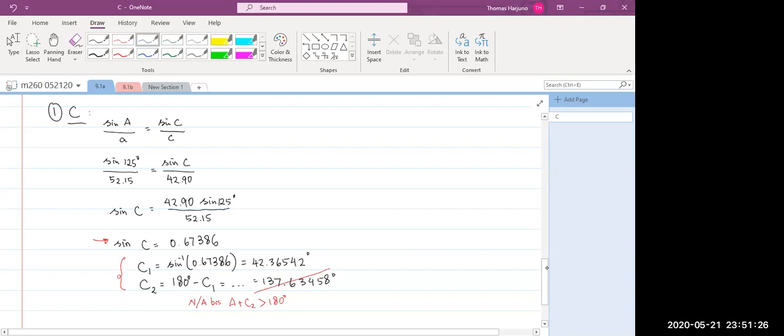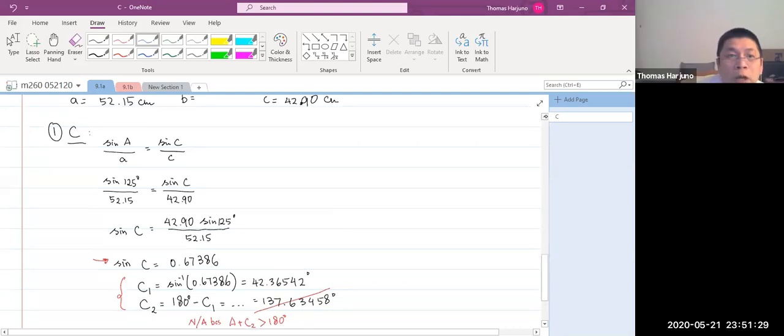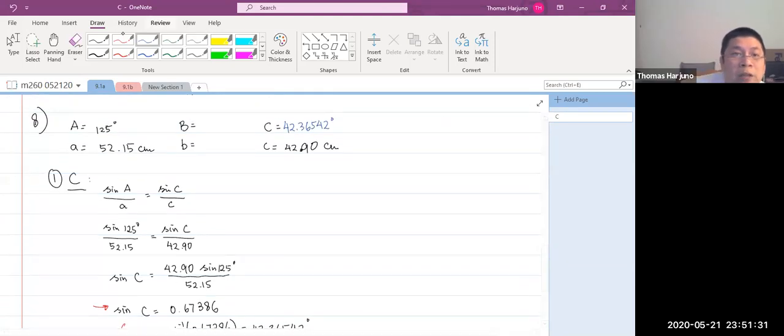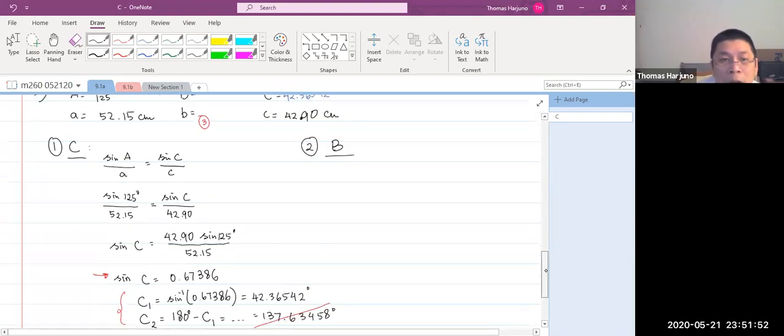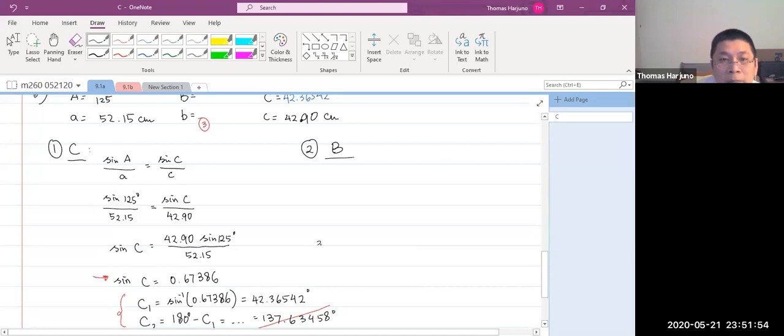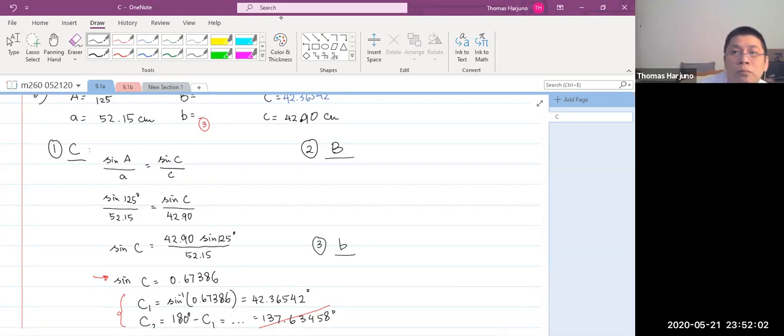Let me ask you to do from here, what is next? So this is the first thing you do, this is your second, and this is your third. Let me ask you to do second and third. Second, find angle B. I think that one is easy. Then from that B, you will find side B. Let me give you 1, 2, 3 minutes.